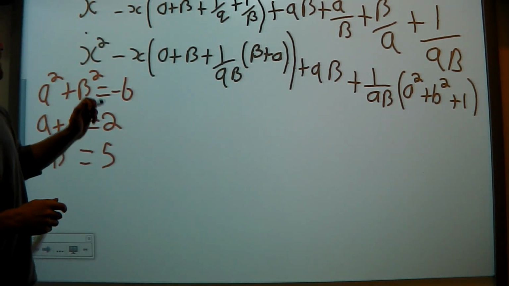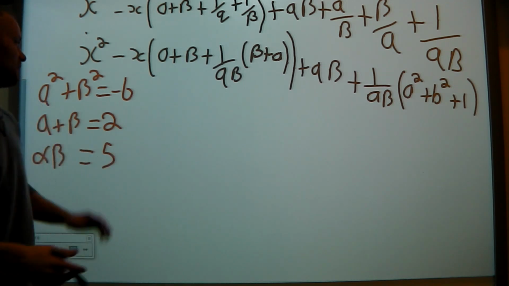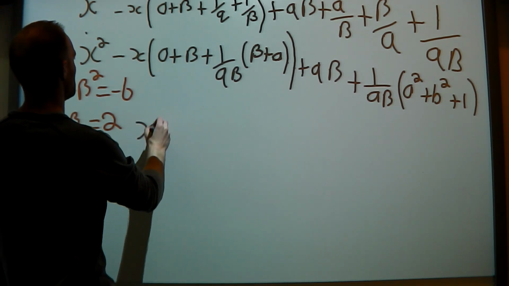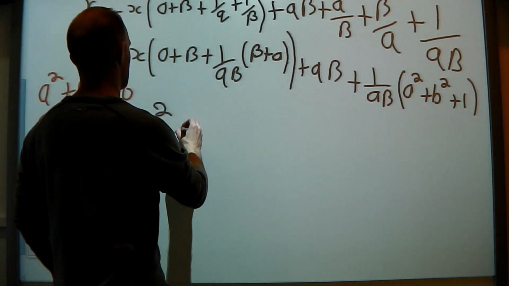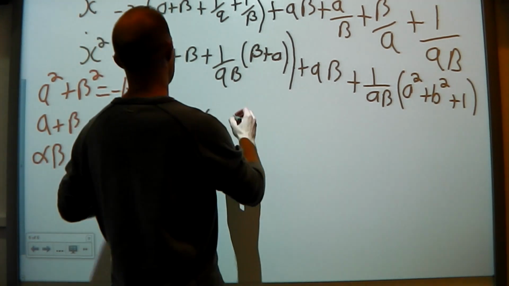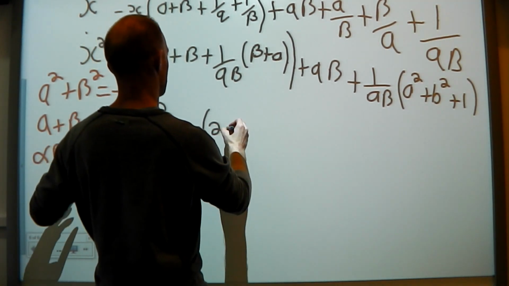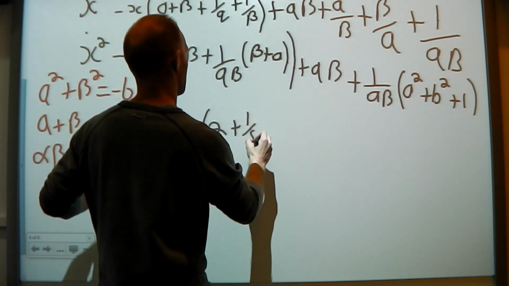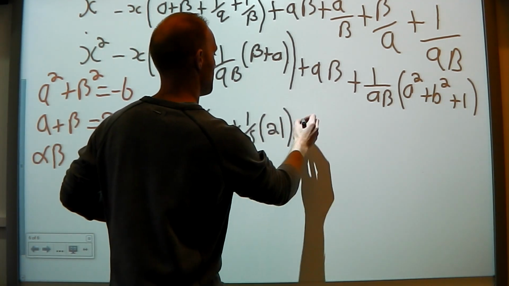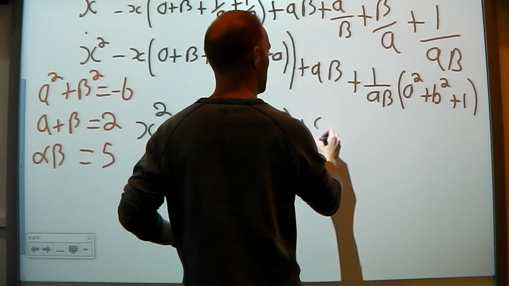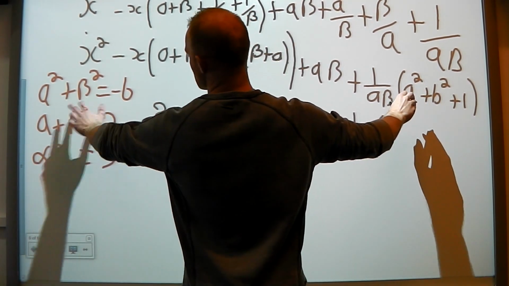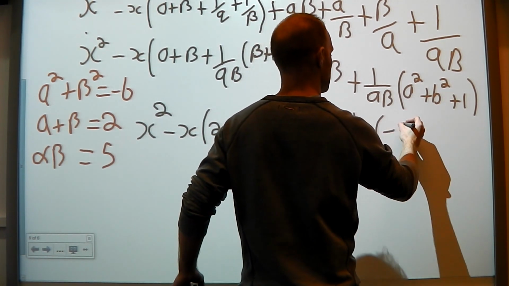So now here we have an equation. We're just going to work this out. We're going to fill in the values. I have the values written down here so we won't get confused. So it's x squared minus x times alpha plus beta equals 2 plus 1 over alpha beta, which is 1 over 5, times beta plus alpha, which is 2 again, plus alpha beta, which is 5, plus 1 over 5, times alpha squared plus beta squared is equal to negative 6 plus 1 is equal to negative 5.